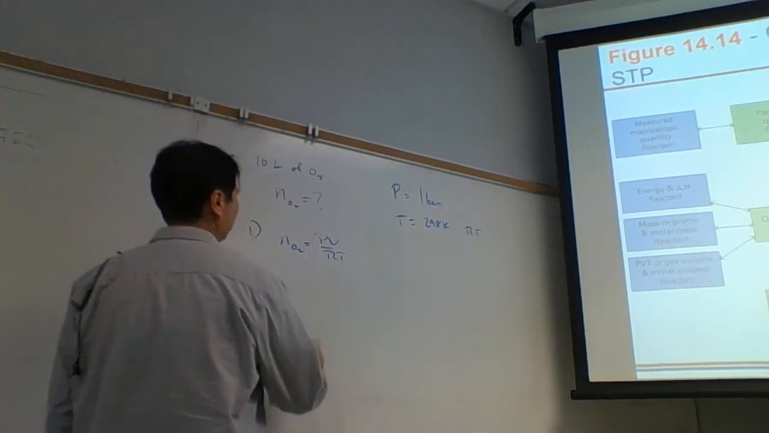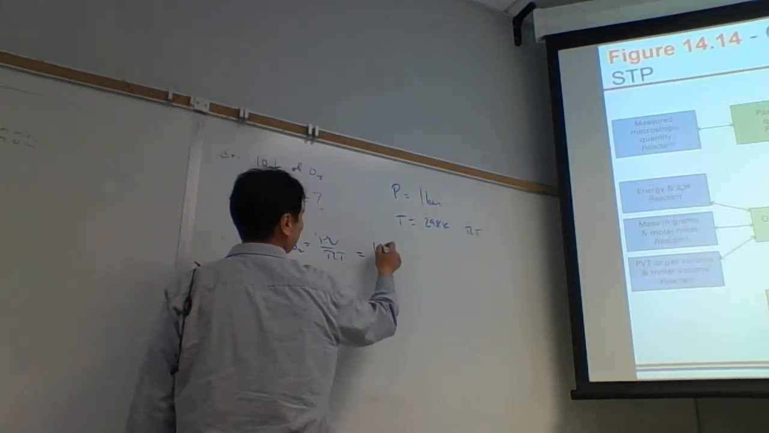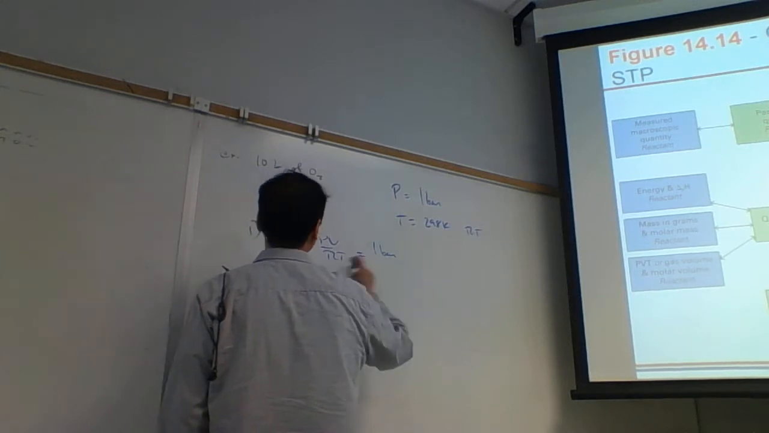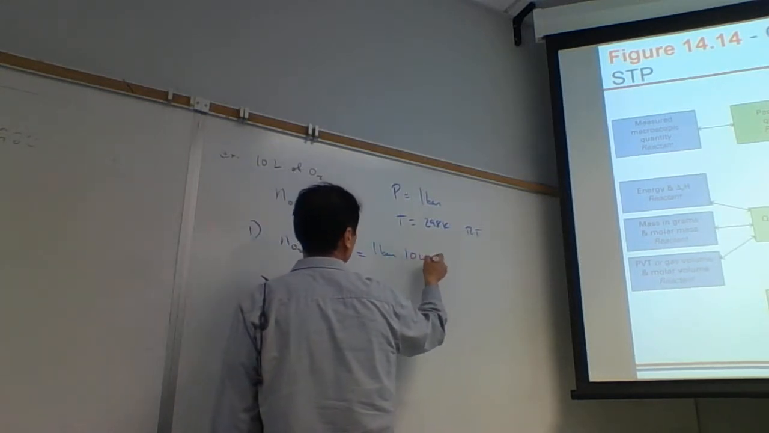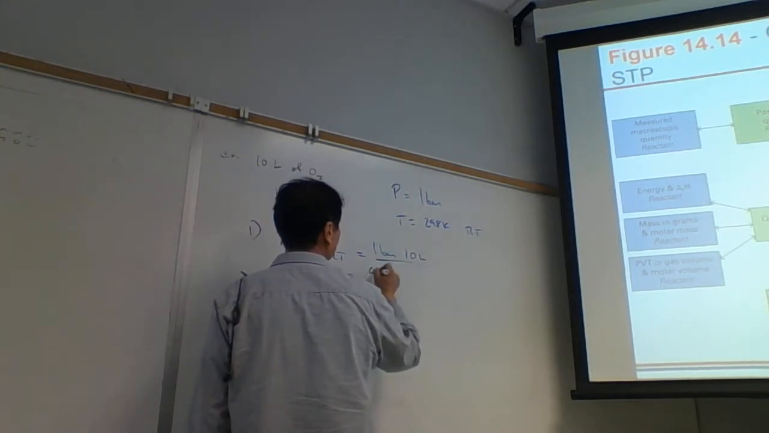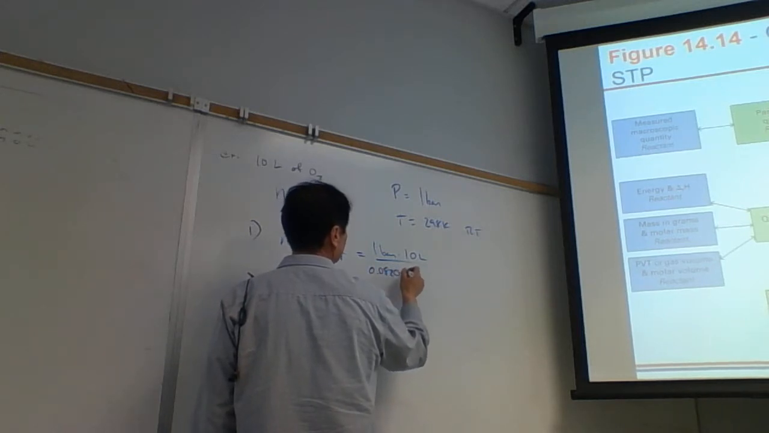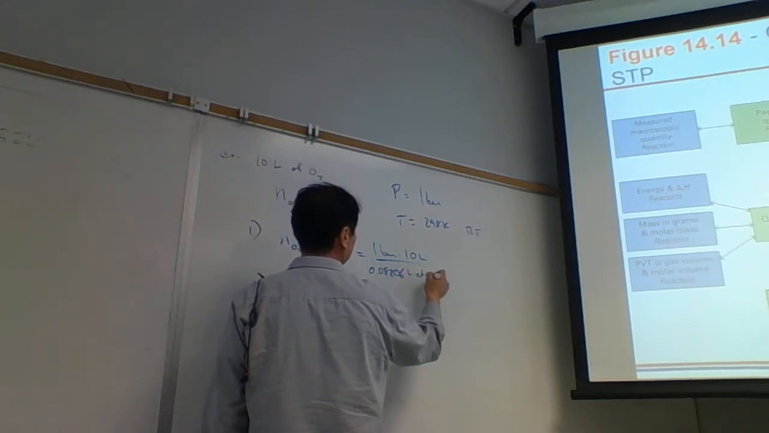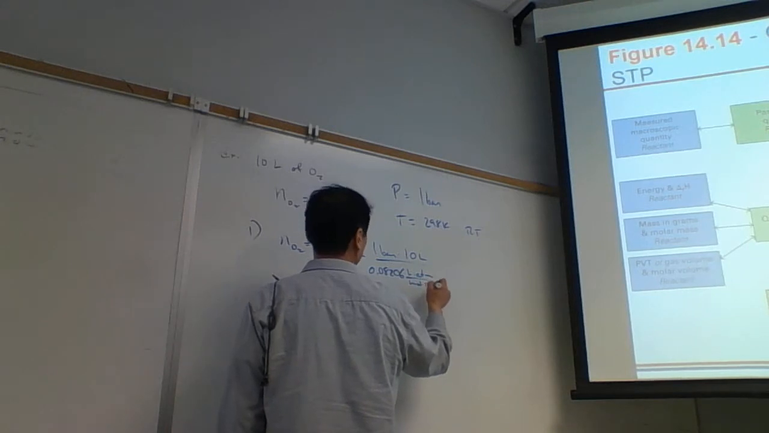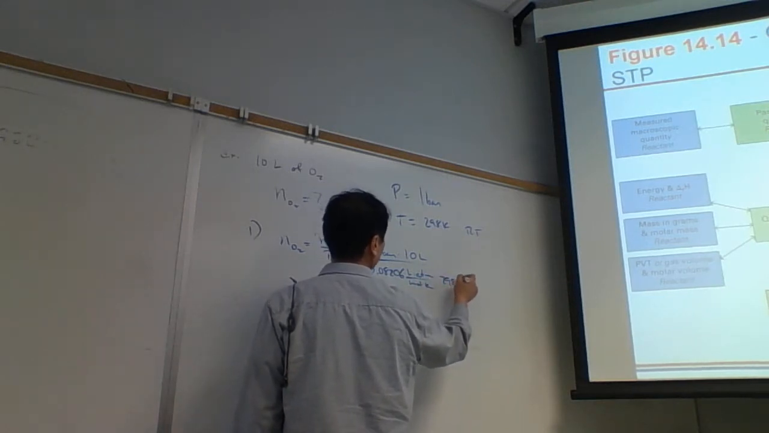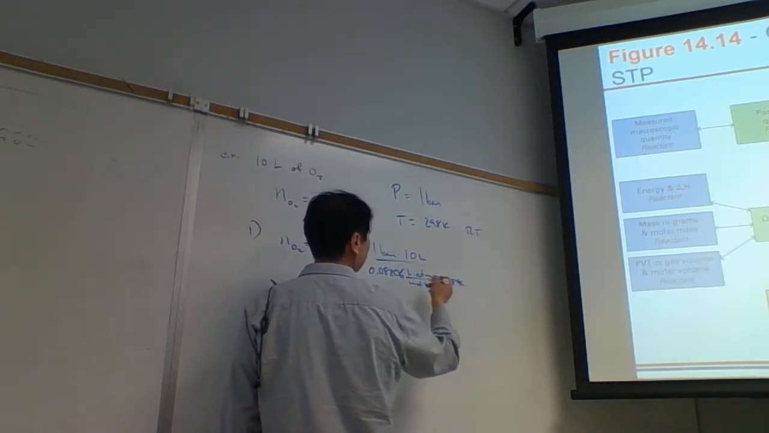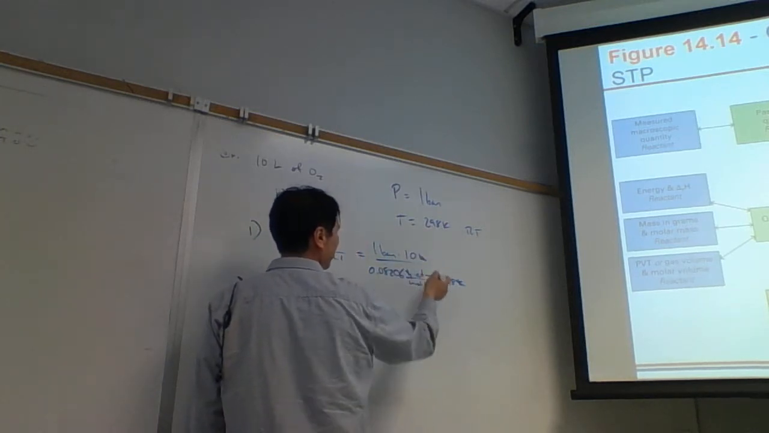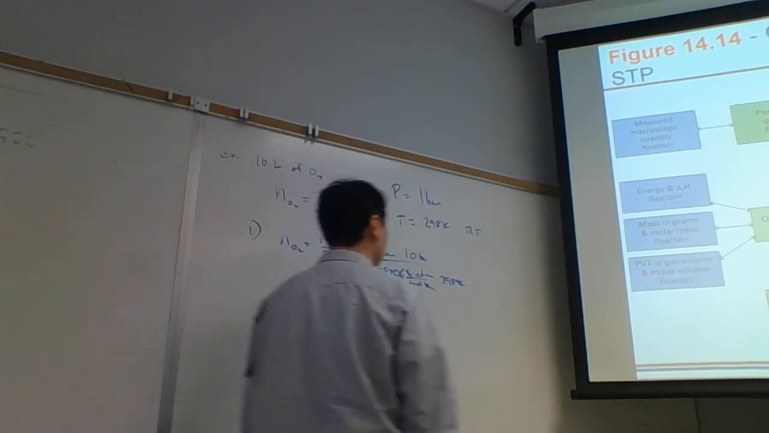Alright, so we'll just plug it in here. Pressure is 1 bar. Volume is 10 liters. We'll just say exact. R is 0.08206 liters times atmosphere per mole times Kelvin. The temperature is 298 Kelvin. The units work out except for this.